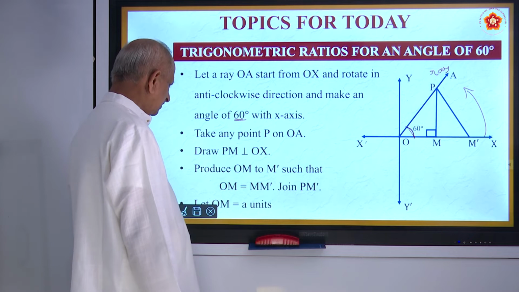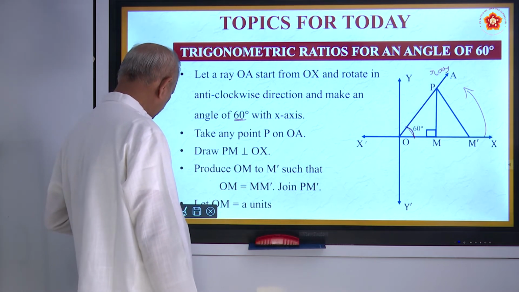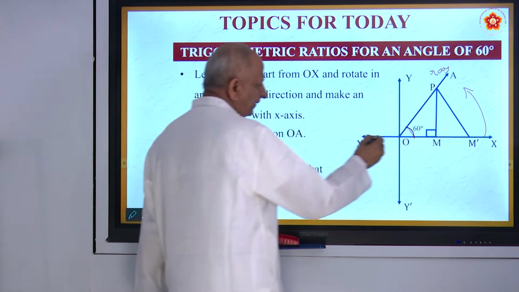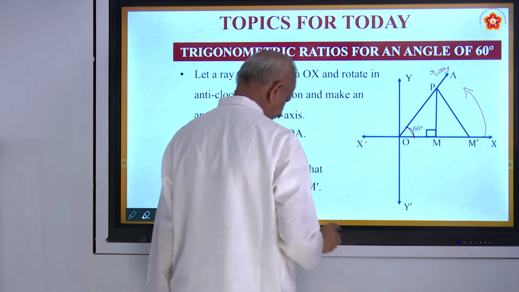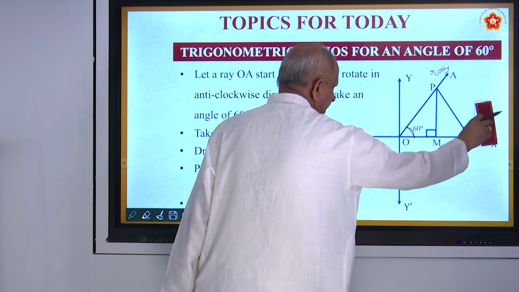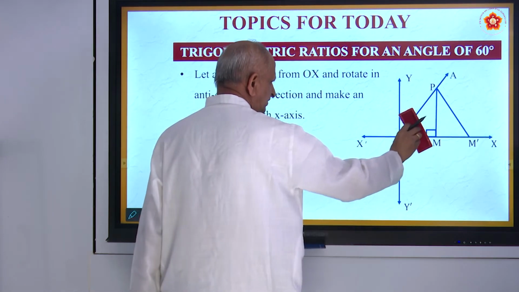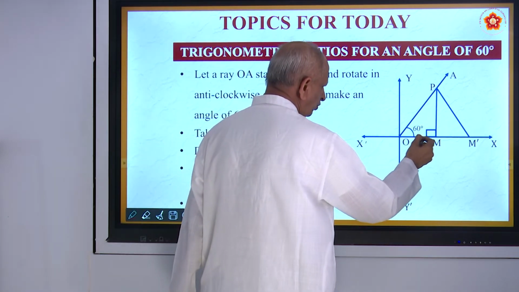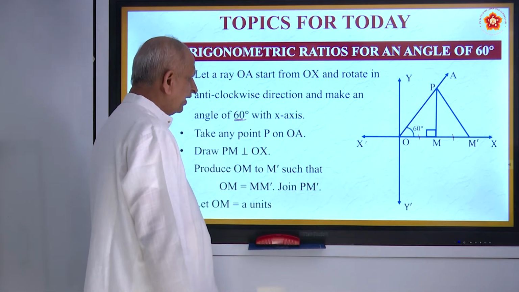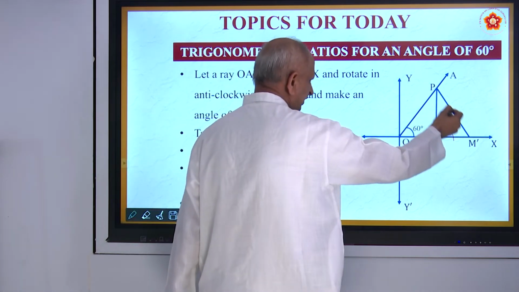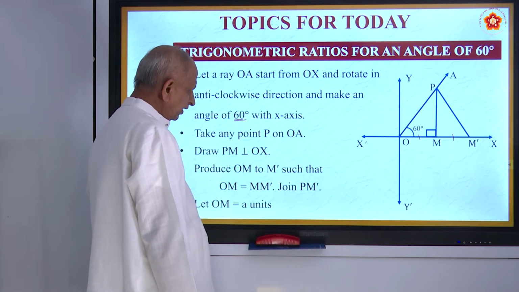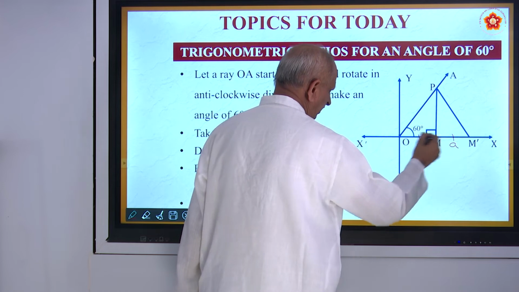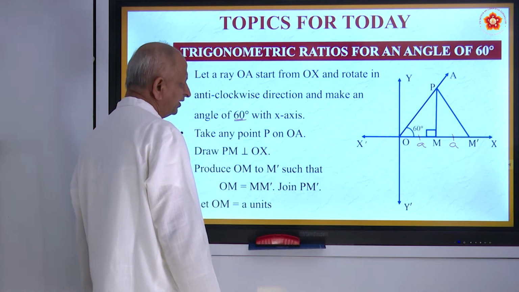Okay. Now you produce that OM to OM dash. OM is here, produce to OM dash. Now what do you get? So if you produce OM to OM dash such that OM is equal to OM dash, join PM dash. So this is joined. Now let OM be equal to A units. If OM is equal to A, this also becomes A. Totally it becomes 2A. Is it not?